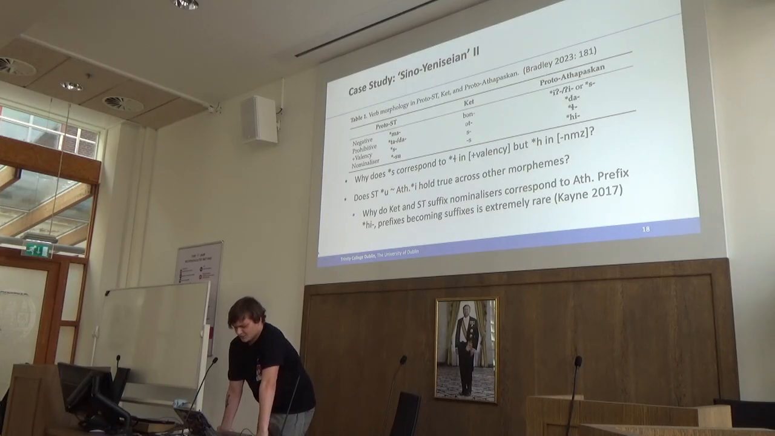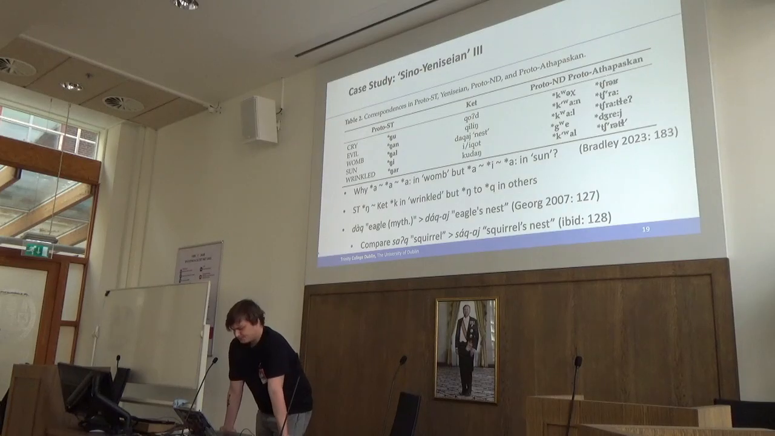And then why is there U to E, Sino-Tibetan U to Athabascan E? And why does this nominalizer from Athabascan become a prefix when it's a suffix in the other two languages? Prefixes becoming suffixes takes an extremely long time, unless it's an independent word originally, which would also make proving this more difficult, right? So we have some other issues here.